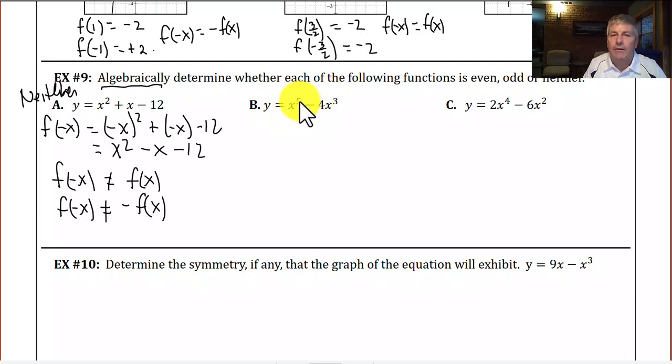Problem B, x to the fifth minus 4x cubed. Each of these exponents is odd. We only have odd exponents. There's no constant. So this is going to be odd.